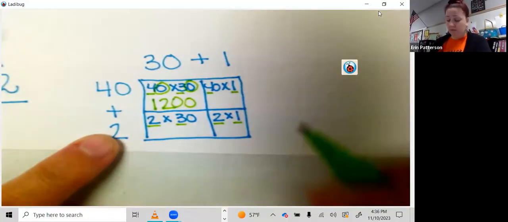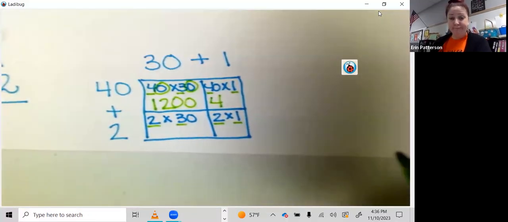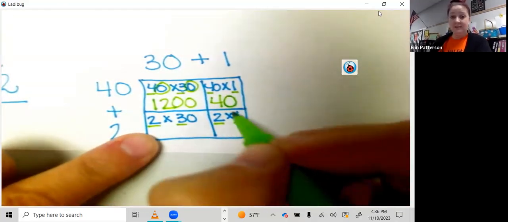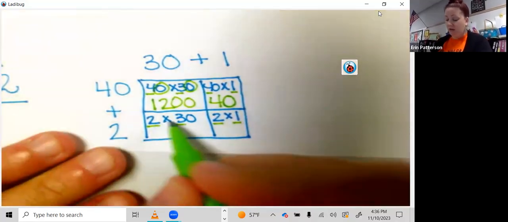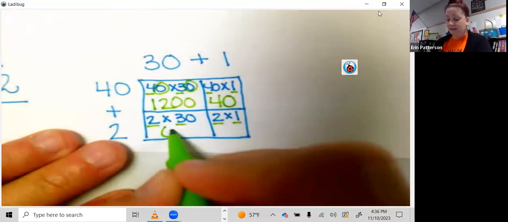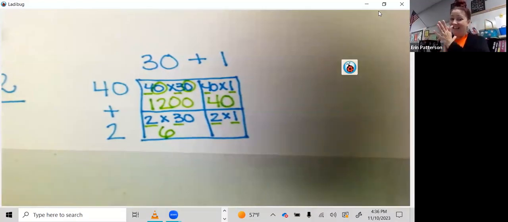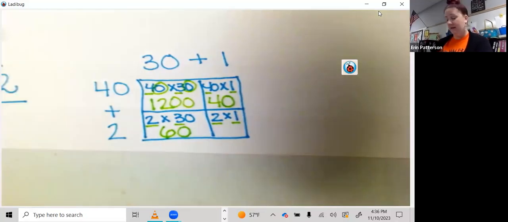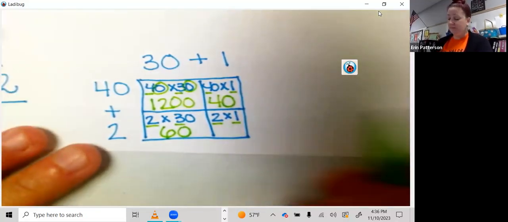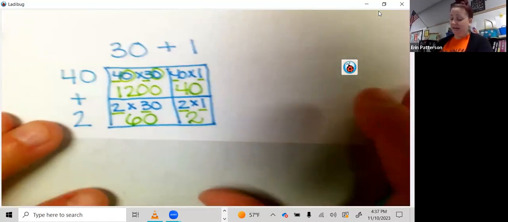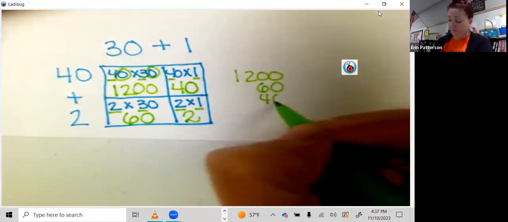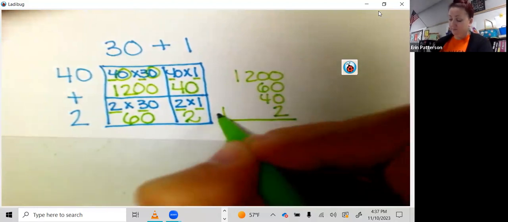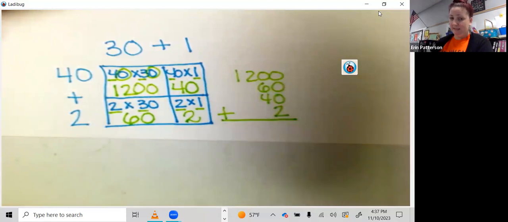4 times 1. 4. But that's not 4 times 1. That's 40 times 1. It's always the same number when you multiply by 1. 2 times 3 is 6, but that's 2 times 3 tens. Slap that 0 on the end. 2 times 1 is 2. You have to add them up. You have to line up your places.